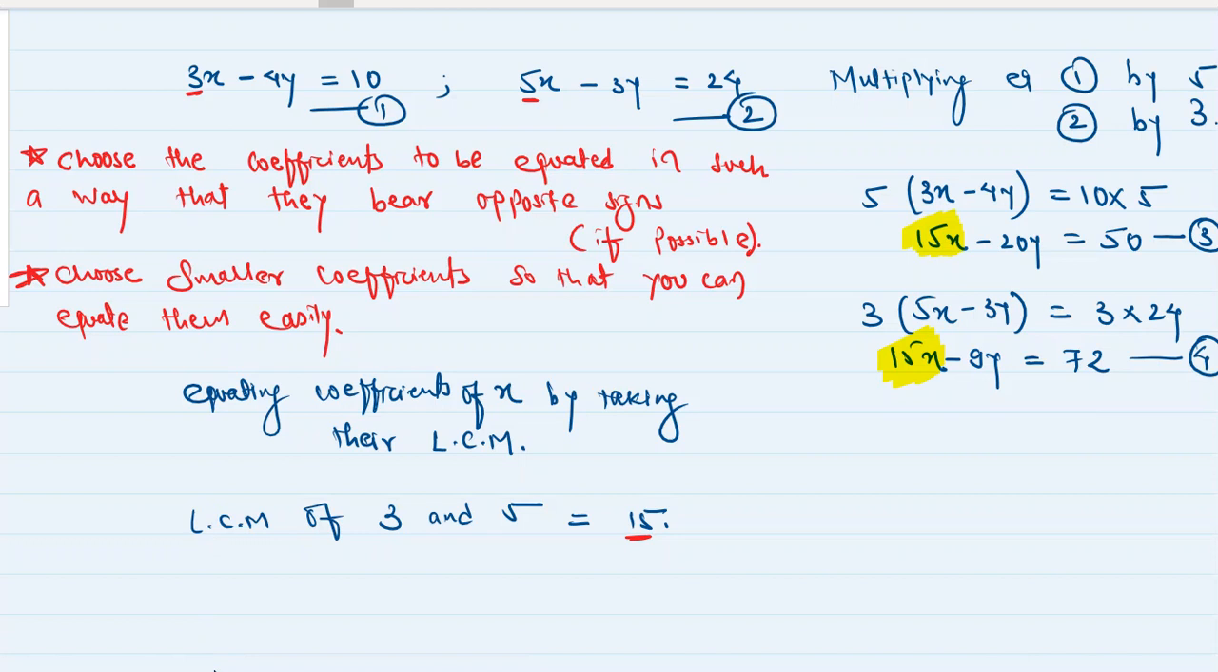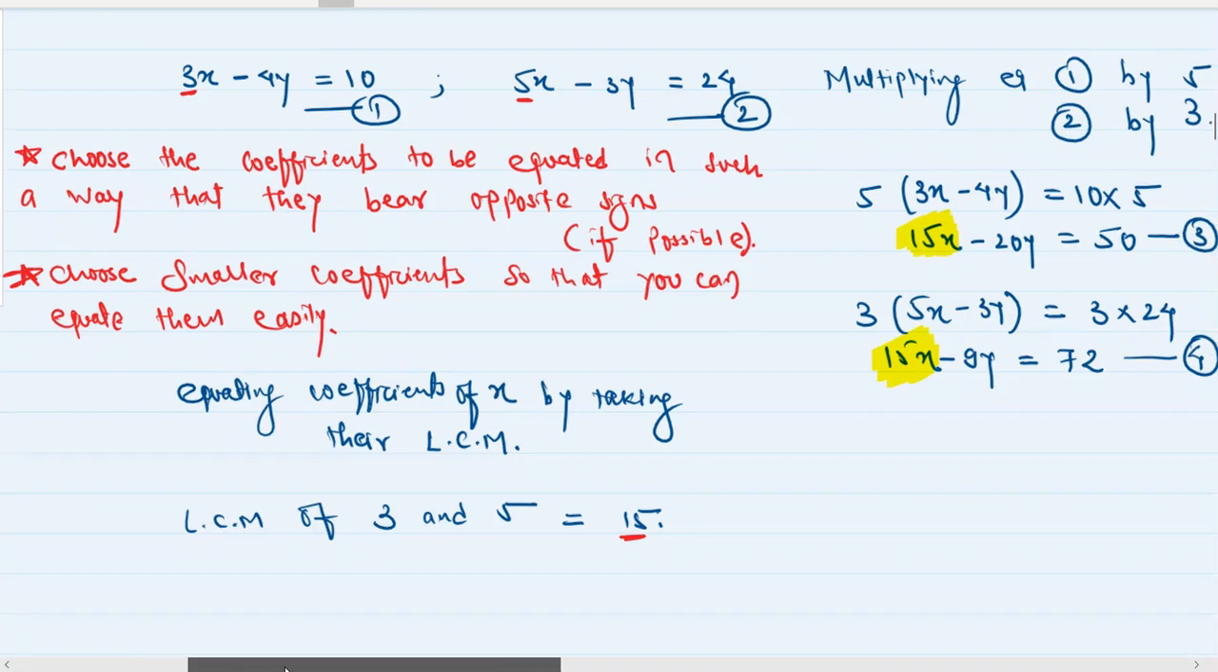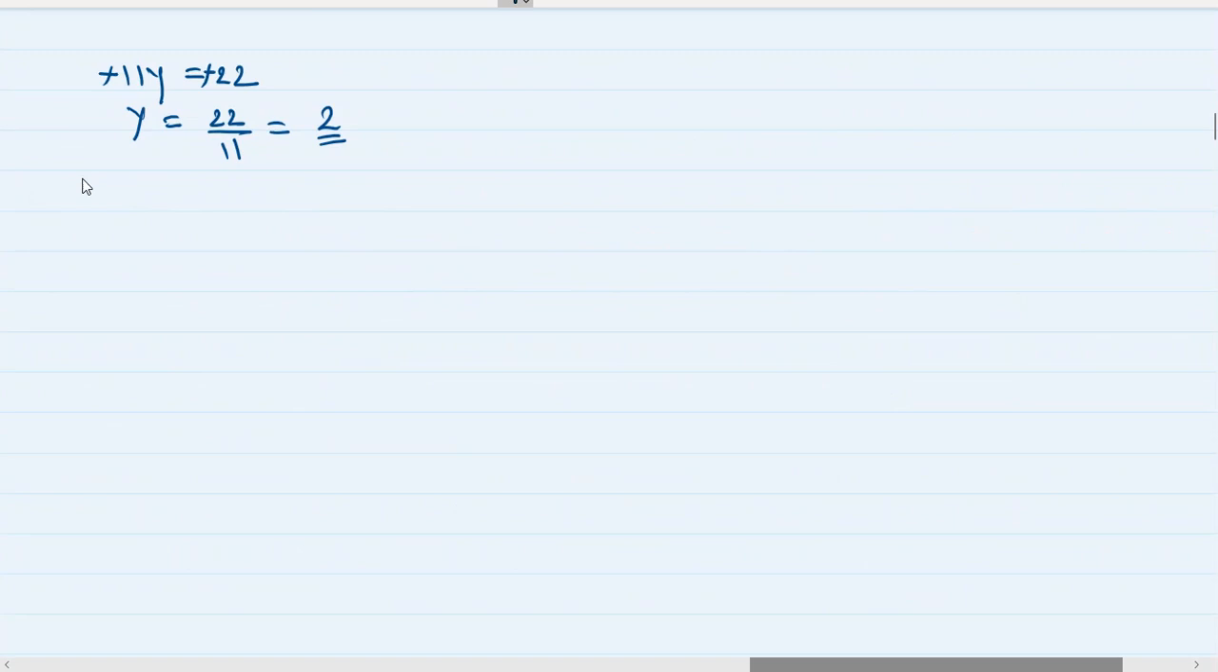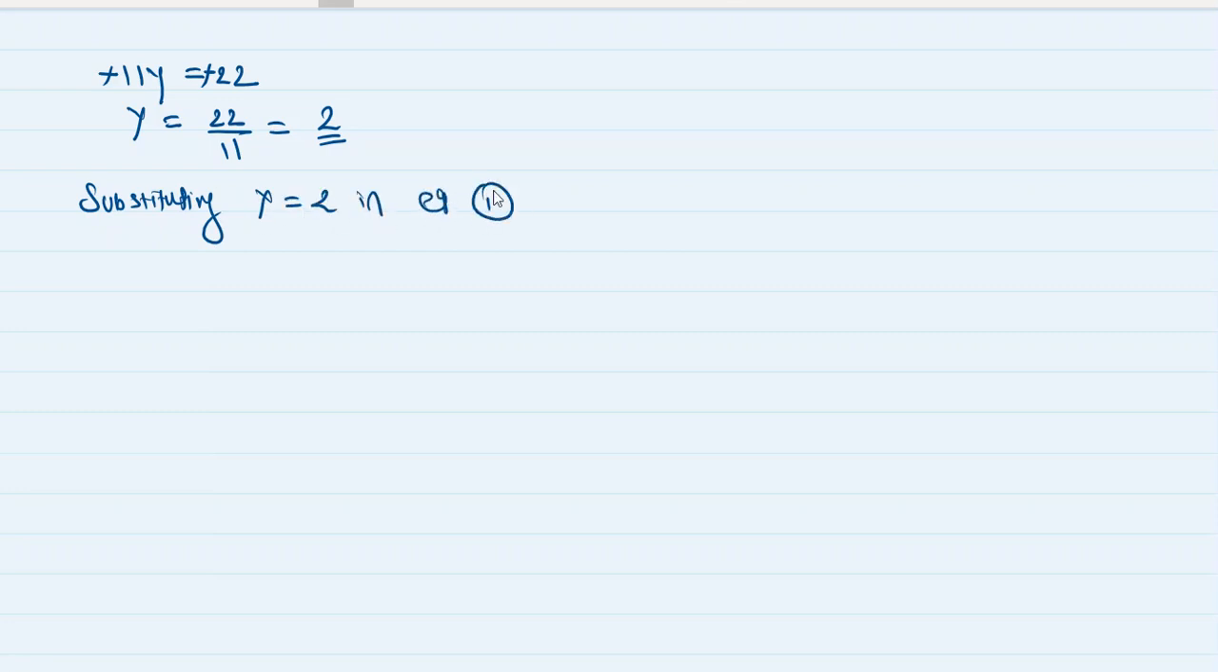Now according to me, the simplest equation is equation 1: 3x minus 4y is equal to 10. So I'll write substituting y is equal to 2 in equation 1. 3x minus 4y is equal to 10.